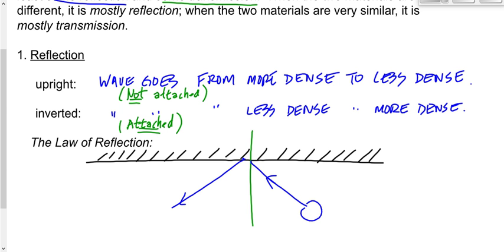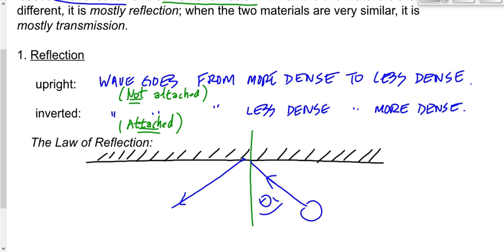When a wave encounters a boundary at an angle that we'll call theta I, that's the angle of incidence. What's that green line? What do you think that green line is called? In physics, we have a word for anything that is 90 degrees. Something that is 90 degrees or perpendicular, you've heard this word before. What is it? Normal.